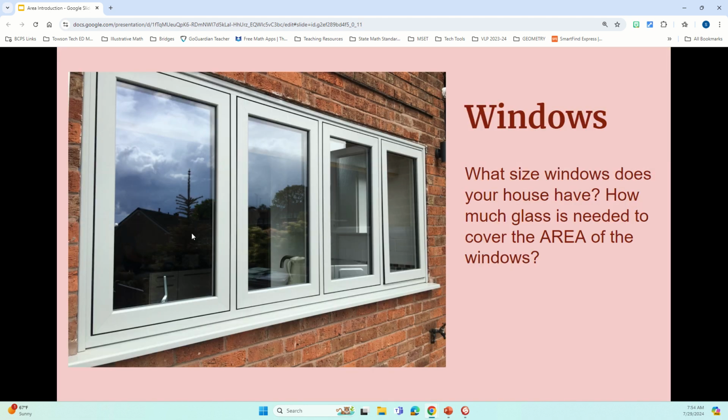Windows, believe it or not, windows are a good demonstration of area. You need to know the amount of glass to fill the space of the window. This is area.